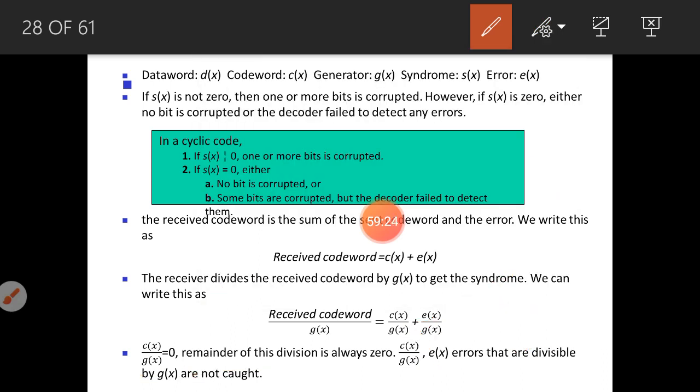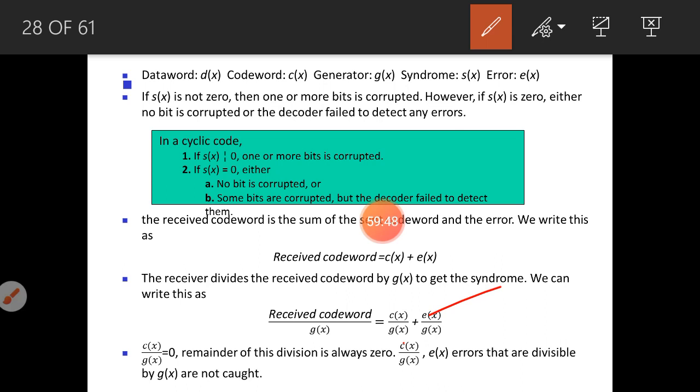Okay, so here instead of c of x, whatever I have taken, that is e of x. By mistake I have taken c of x, so you have to consider that as e of x. So e of x divided by g of x, the remainder must not equal 0, then only the error can be detected. If it is equal to 0, it means the error cannot be detected. Okay, so in this way we can represent this in terms of functions.